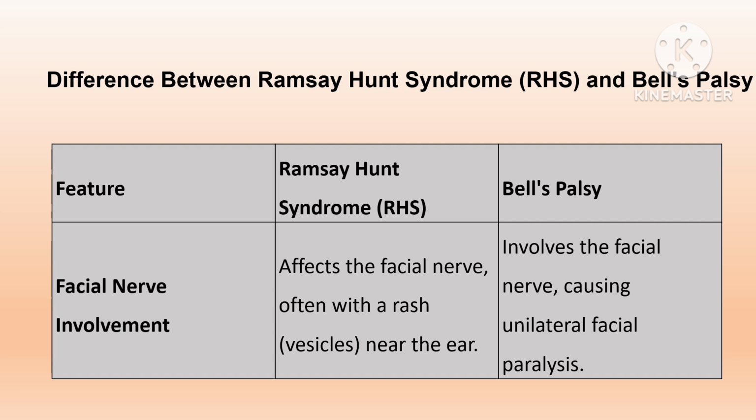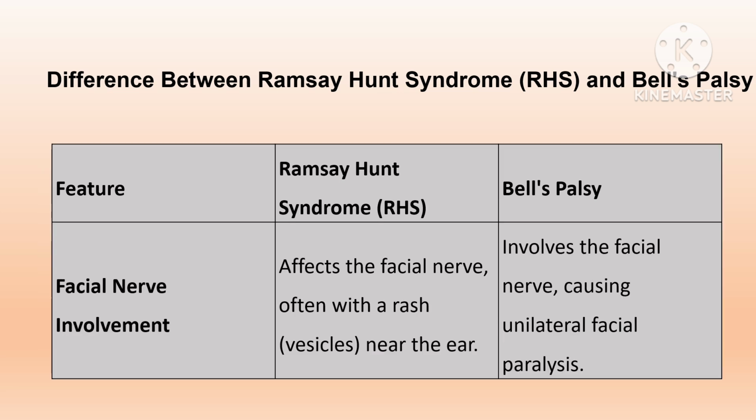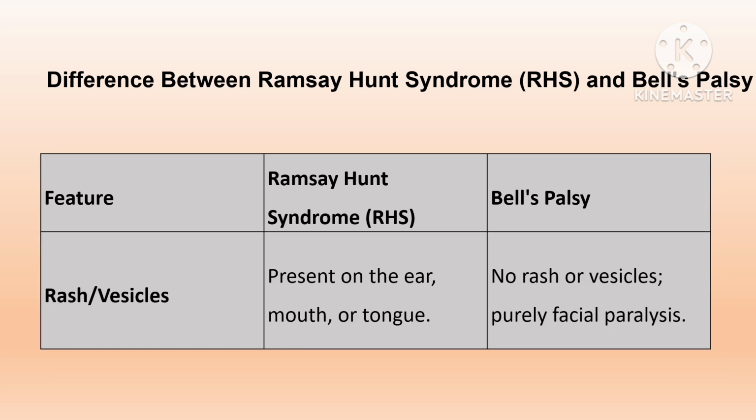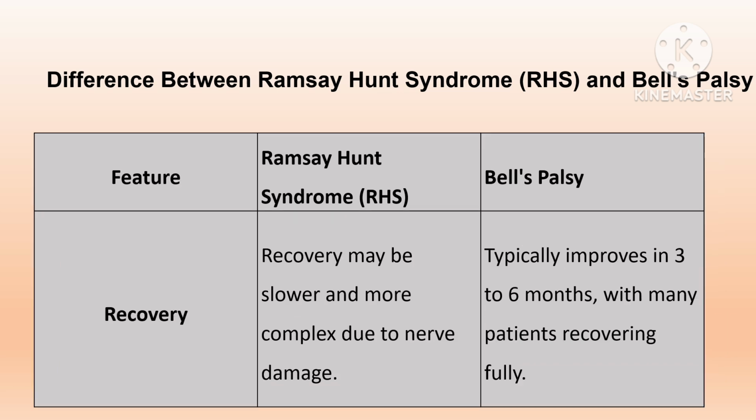However, in Ramsay Hunt syndrome, this paralysis often comes with a rash of vesicles near the ear, mouth, or even the tongue. On the other hand, Bell's palsy typically does not present with a rash and it is purely characterized by facial paralysis. Ramsay Hunt syndrome can cause additional symptoms like ear pain, hearing loss, tinnitus, and even vertigo due to involvement of nearby structures. In Bell's palsy, there is often a mild discomfort around the jaw or ear, but more severe symptoms like ear pain or hearing loss are absent.